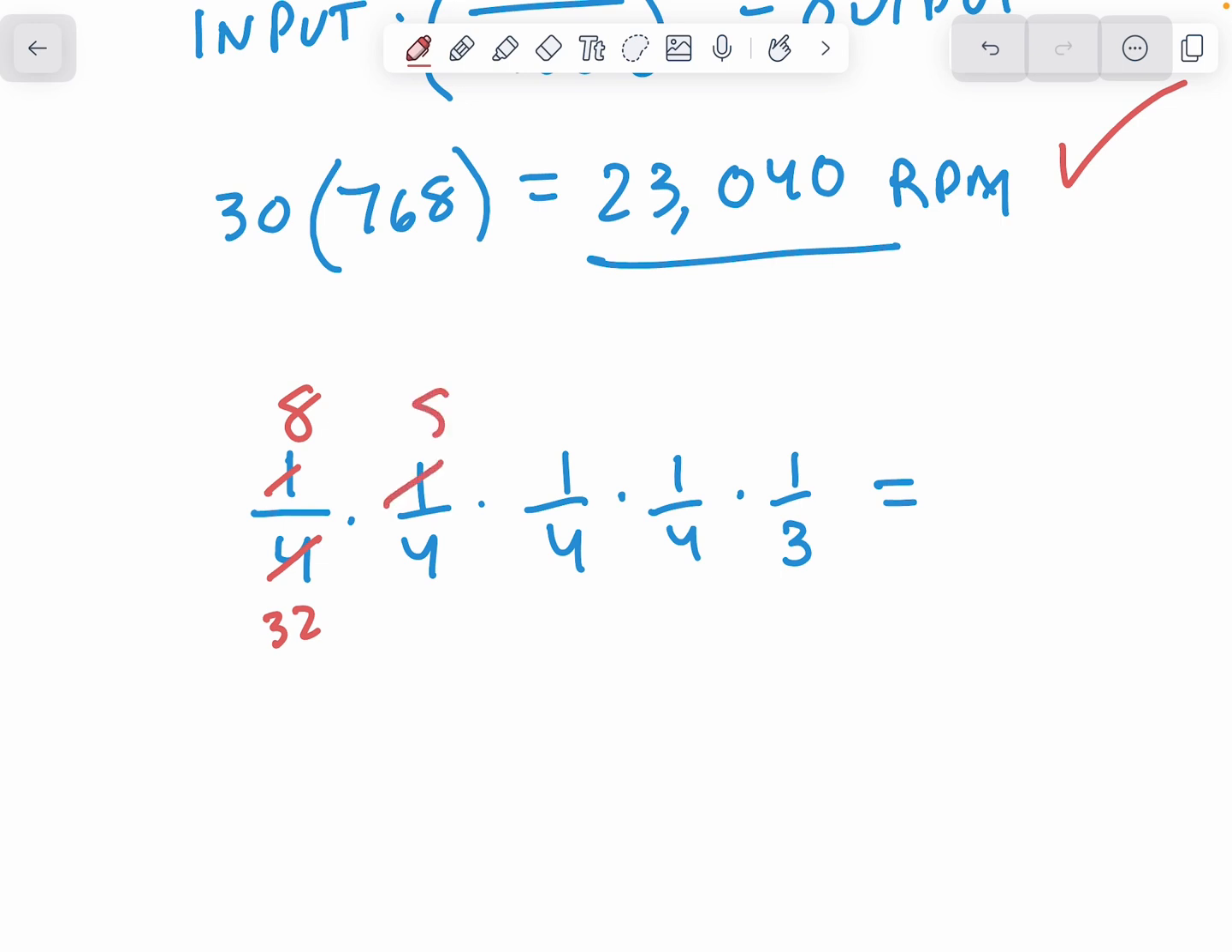So here, we're going to convert all these to our gear diameters. This is going to be an 8. This is going to be a 32. This is going to be an 8. This is going to be a 32. This is going to be an 8. This is going to be a 32.